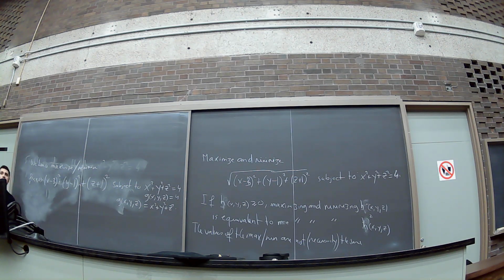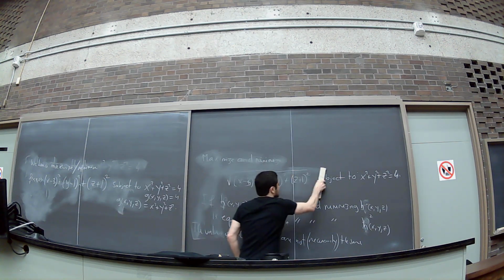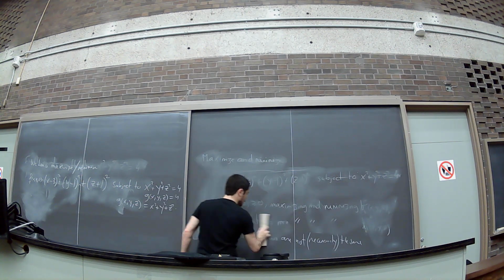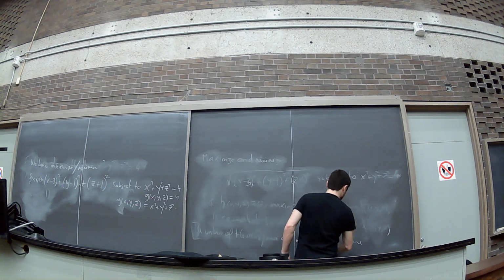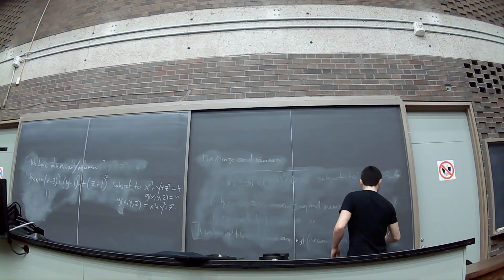Okay. What does the theory of Lagrange multipliers tell me? That I need to solve a system where the gradients of f and g are parallel, right? Scalar multiples of each other.